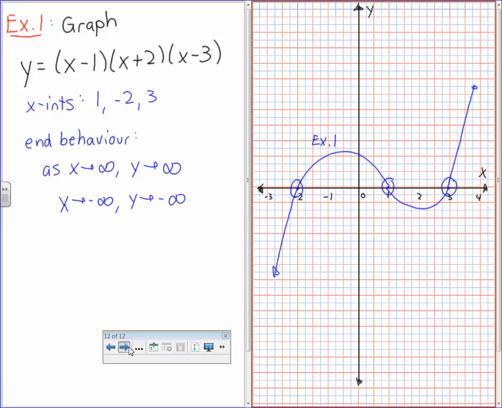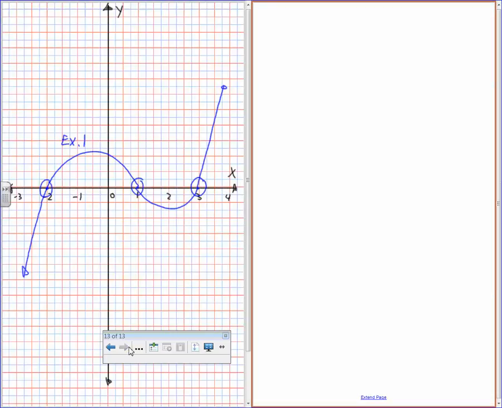Okay, here we go. Example 2. Hopefully example 1 wasn't too stressful. For example 2, please put a star and a heart beside the page.